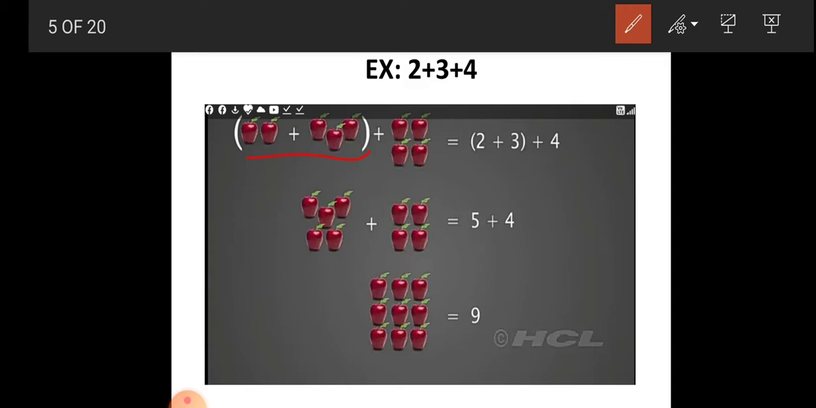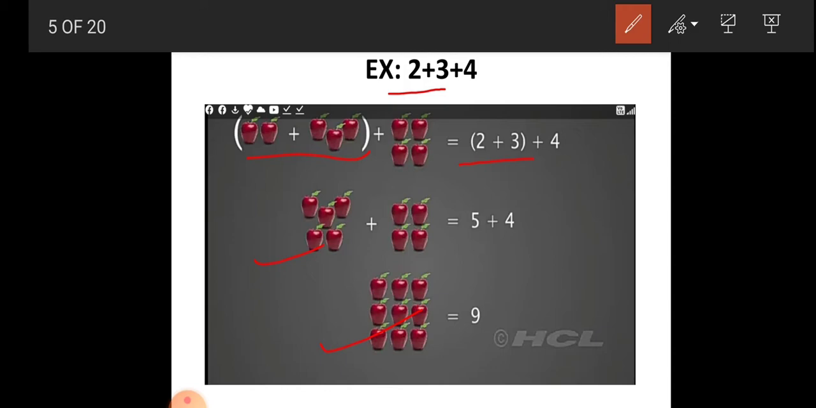That picture is of apples. First we can group the first and second number: 2 apples plus 3 apples, and then add 4 apples. In the BODMAS rule, we solve the bracket first. 2 apples plus 3 apples, 5 apples. 5 apples plus 4 apples, 9 apples.